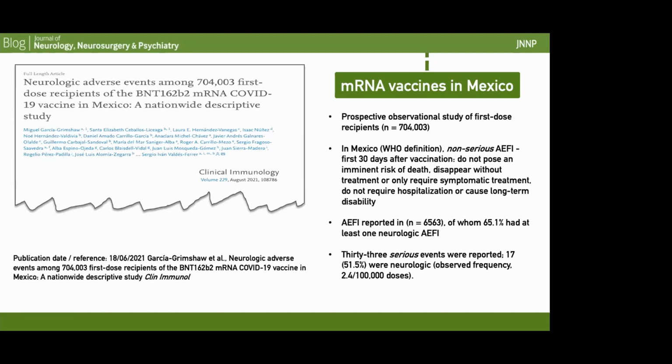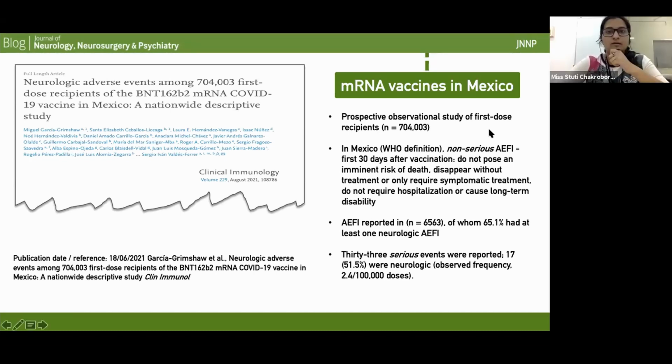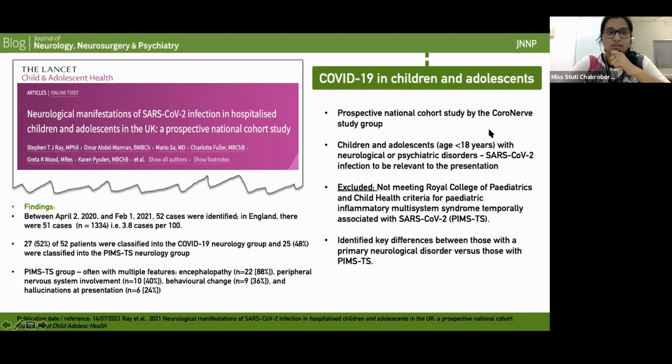The next study was a very recently published one, just came out last week, and I believe Professor Solomon was one of the co-authors. It talks about COVID-19 in children and adolescents, published in the Lancet Child and Adolescent Health, led by Ray et al. It was a prospective national cohort study by the Coronavirus Study Group, and pediatricians were asked to identify children and adolescents aged below 18 years with neurological or psychiatric disorders infected with SARS-CoV-2 and to have any relevant presentations. Children that were excluded were those not meeting the Royal College of Paediatrics and Child Health criteria for pediatric inflammatory multisystem syndrome, temporally associated with SARS-CoV-2, abbreviated as PIMS-TS. The authors identified key differences between those with a primary neurological disorder versus those with PIMS-TS.